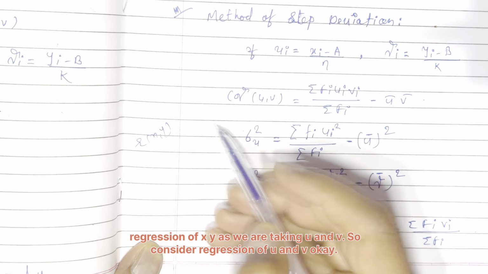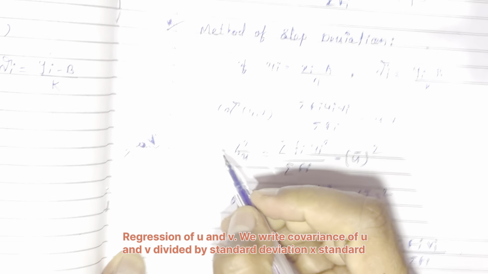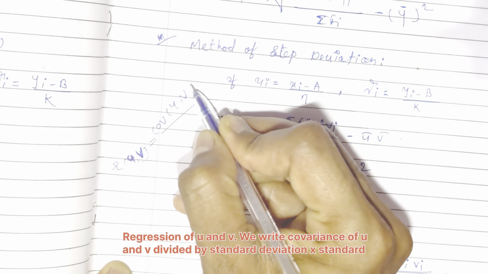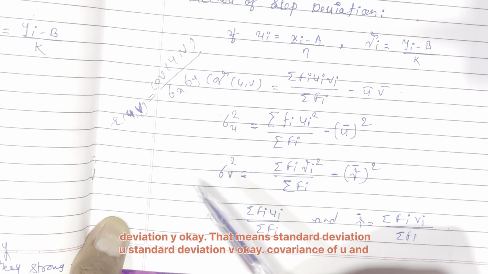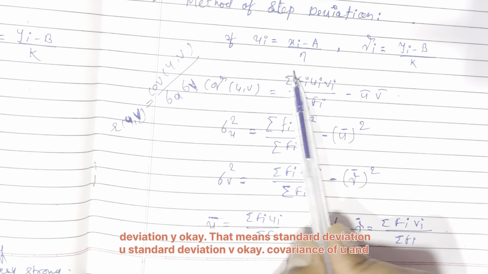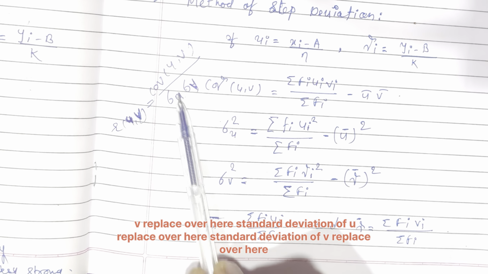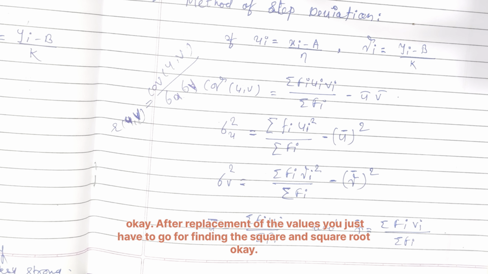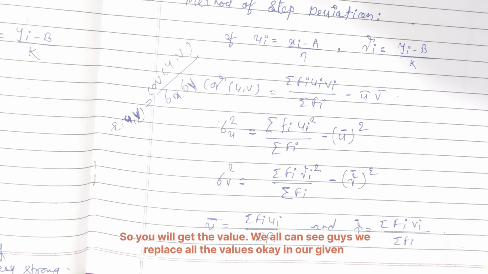As we are taking u and v, so consider regression of u and v, okay. Regression of u and v, we write covariance of u and v divided by standard deviation x, standard deviation y, that means standard deviation u, standard deviation v, okay. Covariance of u and v replace over here, standard deviation of u replace over here, standard deviation of v replace over here, okay. After replacement of the values, you just have to go for finding the square and square root, okay. So you will get the value.